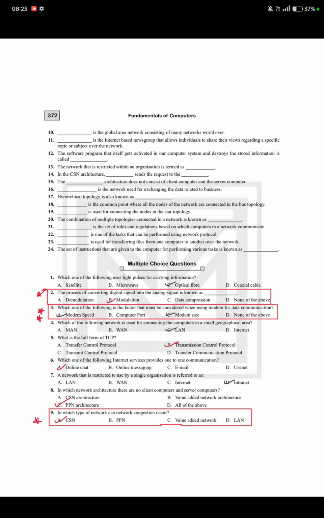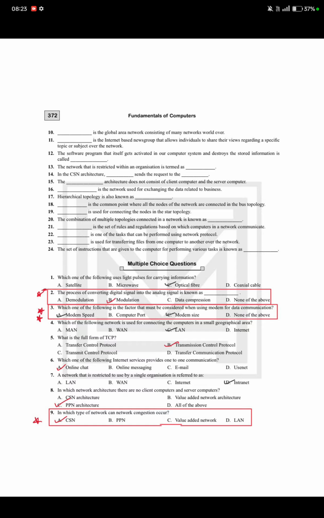Which of the following uses light pulses for carrying information? Optical fiber. The process of converting a digital signal into an analog signal is known as modulation. Which one of the following is a factor that must be considered when using a modem for data communication? Modem speed. Which one of the following networks is used for connecting computers in a small geographical area? LAN. What is the full form of TCP? Transmission Control Protocol.